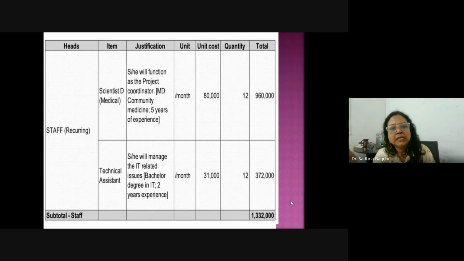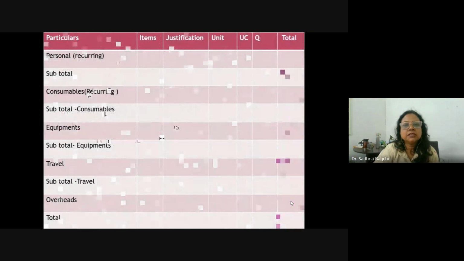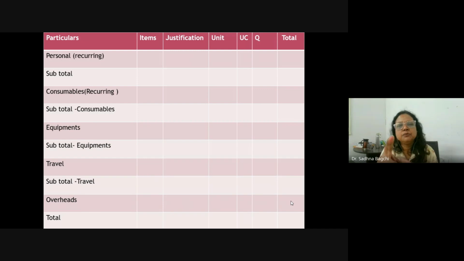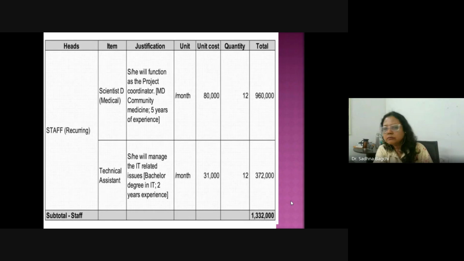So the header portion is head, item, justification, unit cost, quantity, and the total. In the previous slide, you can also see the same items: justification, unit cost, quantity, and the total. In the same manner, this is the format of the budget preparation.